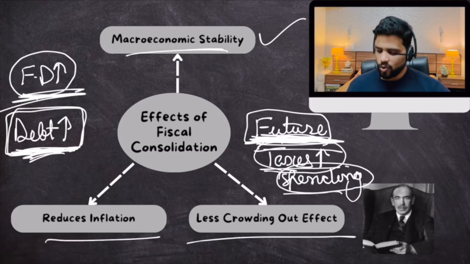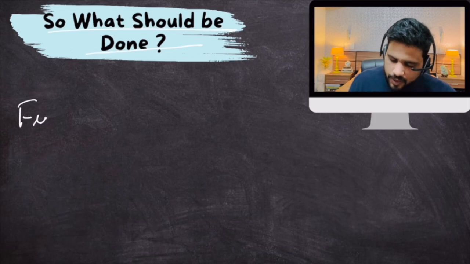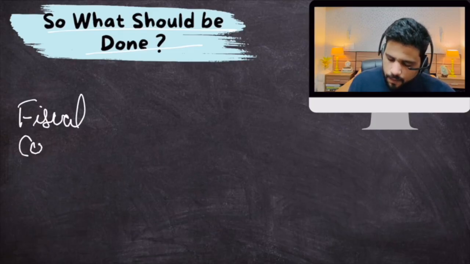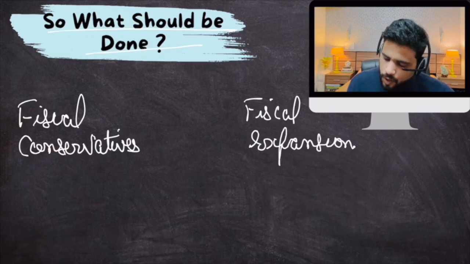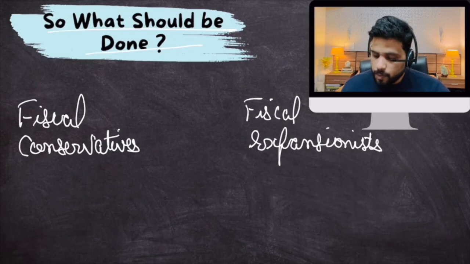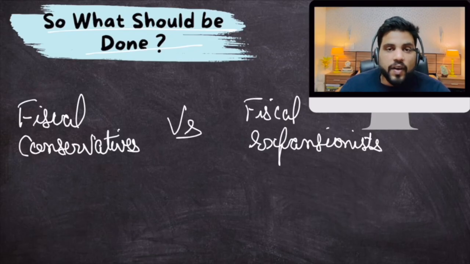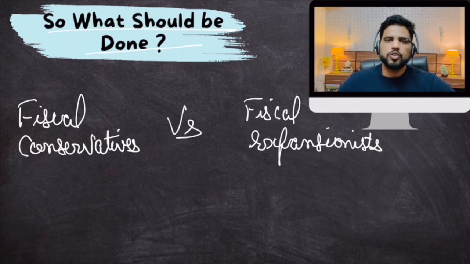So the question is, what should you do? What should be done? Who is right? Fiscal conservatives or fiscal expansionists? Who is correct? The arguments made by fiscal conservatives are also valid. The arguments made by fiscal expansionists are also valid. So who is correct? And it doesn't matter who is correct or who is wrong. What should we do? What should economic policymakers do?